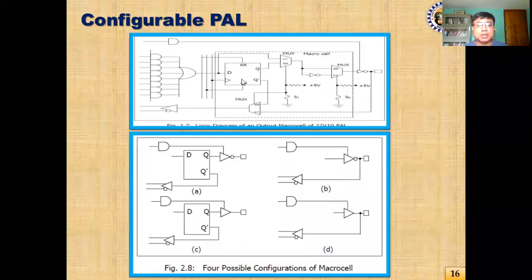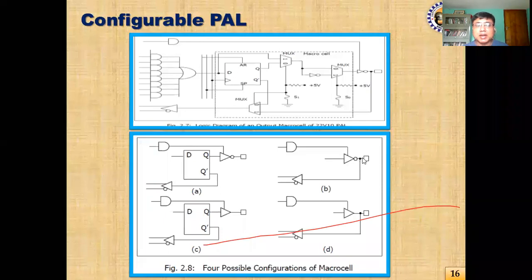Yeah, this is the provision. So this is what I talked about. You can easily understand the 4 provisions. So this is registered, active low. This is registered, active high. This is combinational, active low, and this is combinational, active high.